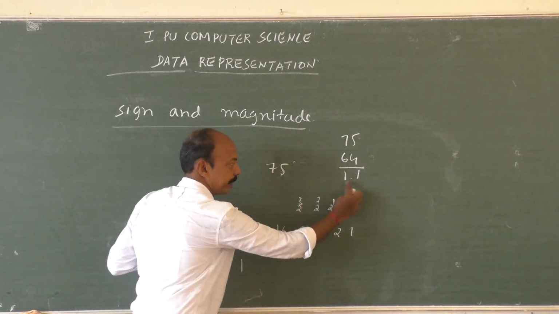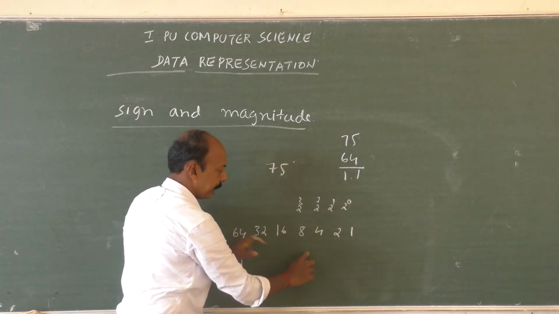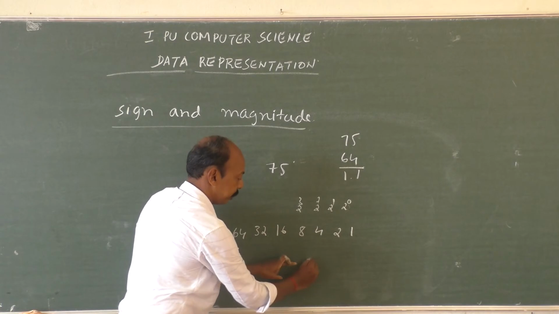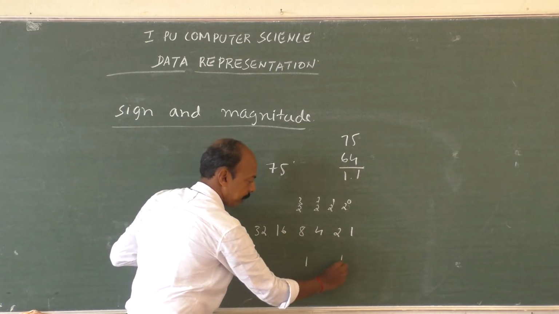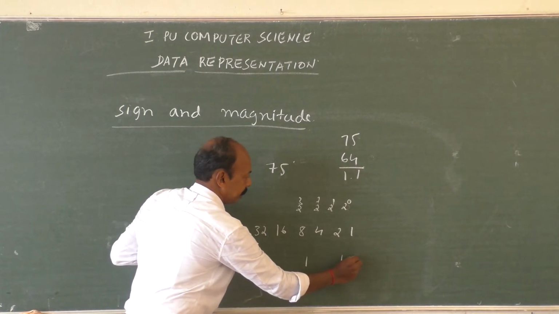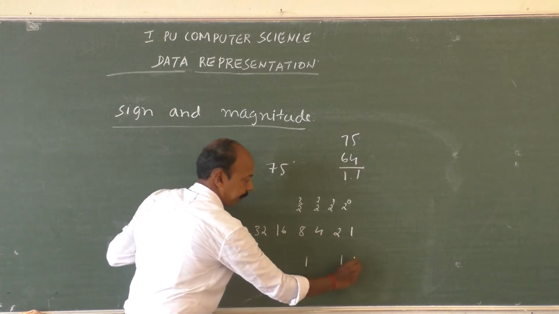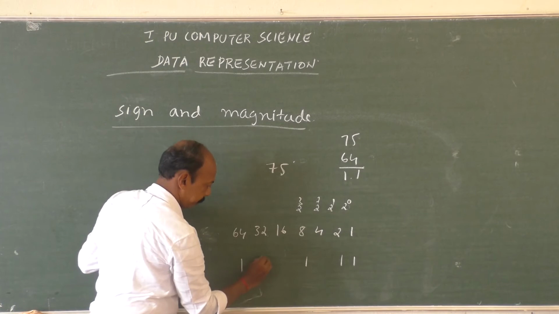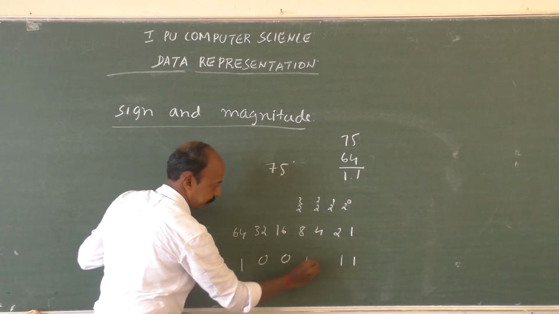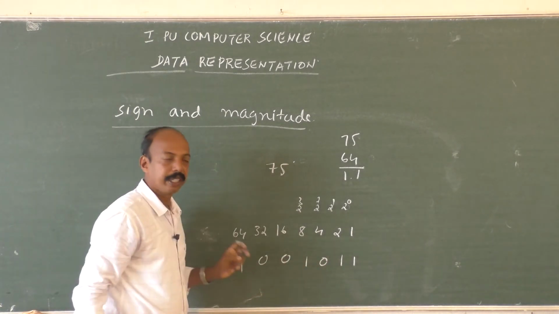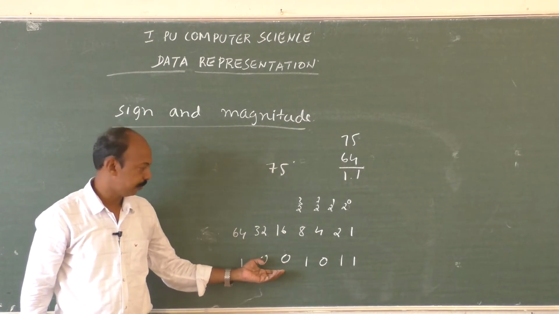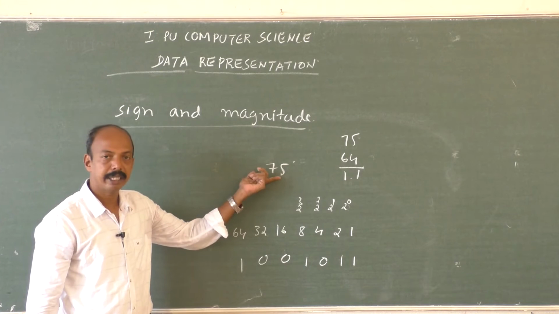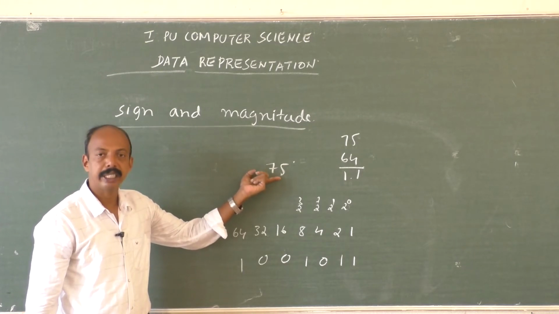Next, 11 is required. 11 will be 8 plus 2 plus 1, 11. So this will be 1, this will be 1, this will be 8, 2, 1, 11. 11 plus 64 will be 75. So this will be 0, this will be 0, this will be 0. If you are finding this method difficult, just keep on dividing by 2, write the quotient and remainder, keep on dividing the quotient till it becomes 0.